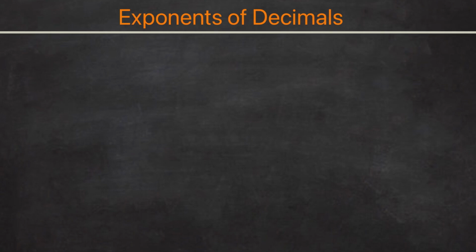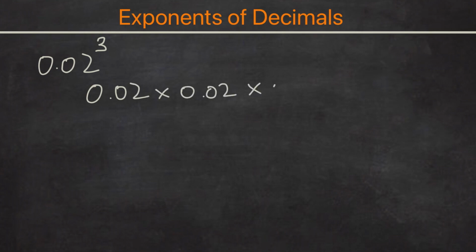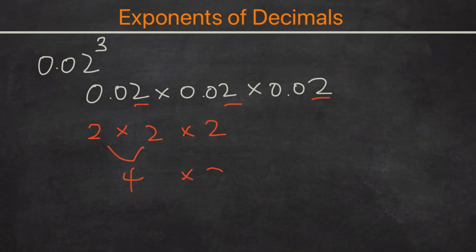Alright, let's try another one. 0.02 to the power of 3. So we're going to take 0.02, multiply it 3 times. Then I'm going to take out the number 2 from each and multiply them first. 2 times 2 is 4, and 4 times 2 is 8.